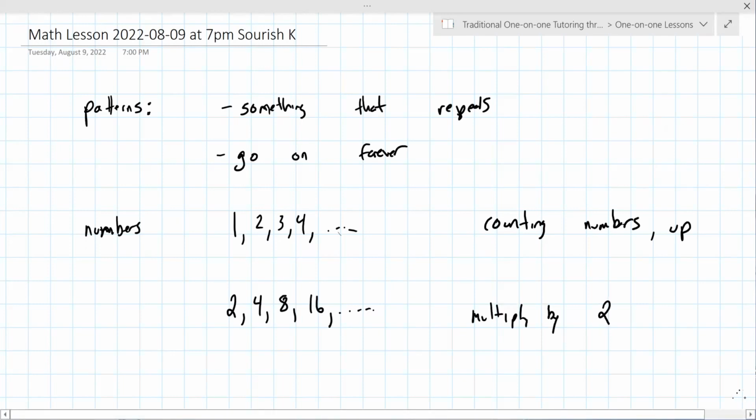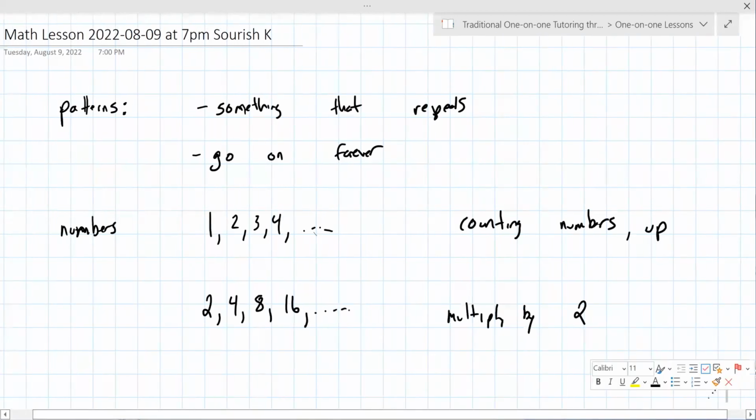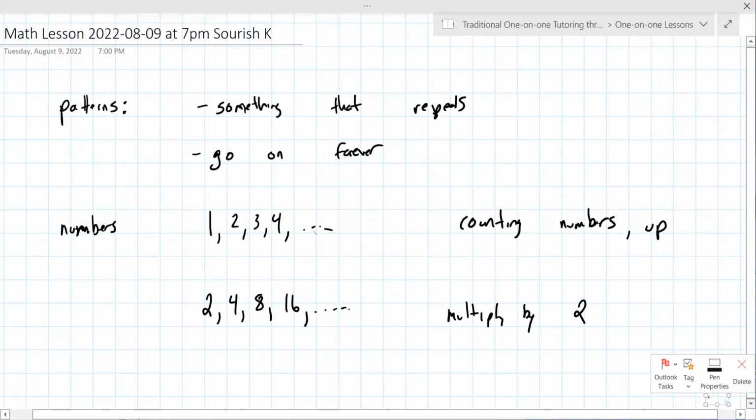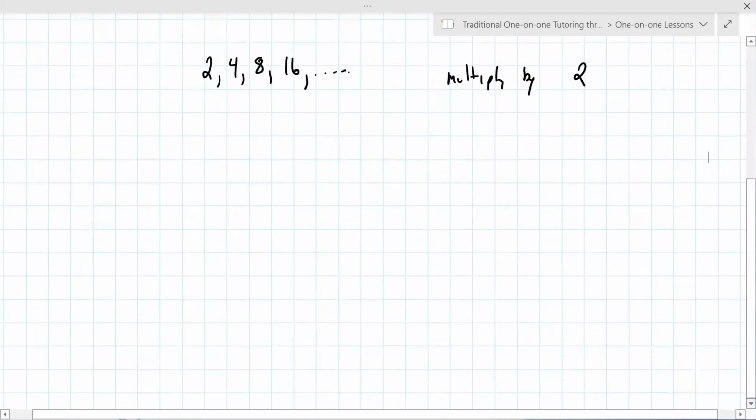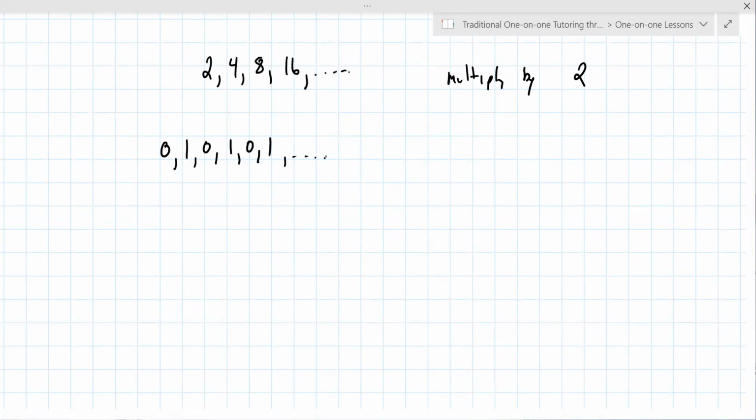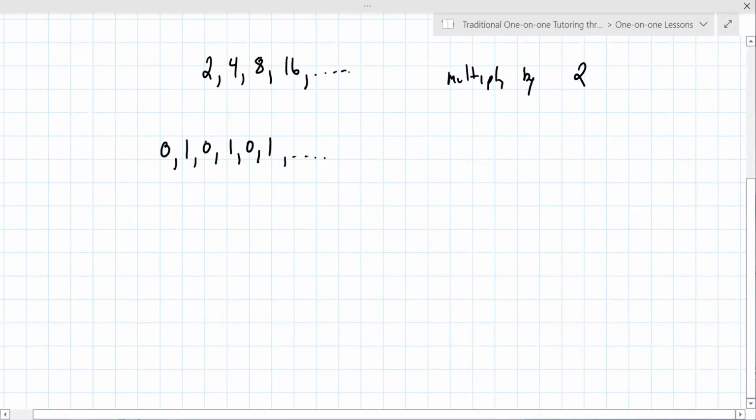Okay, so here is another pattern. Let me see if I can get this one drawn in here. Okay, so here's the pattern: 0, 1, 0, 1, 0, 1. What is the pattern here? 0, 1, 0, 1, 0, 1, 0, 1. It's where you add 1. Well, you're not adding 1, because if you were adding 1, it would go up to 2, and then it would go up to 3, and then 4. So give me some other words here. You're close.